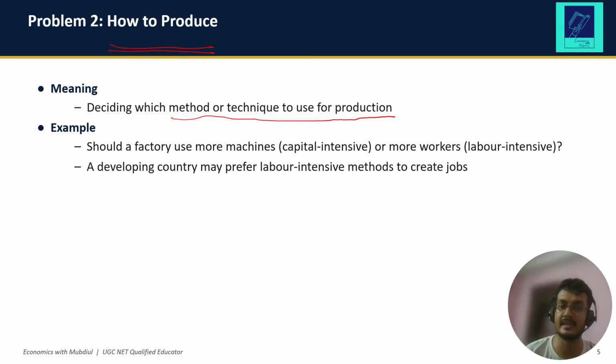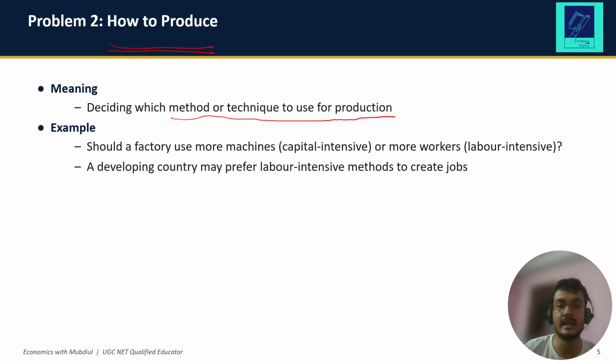Let's make this extremely simple. Imagine I tell you that we need to dig a large hole. There are different ways of doing it. I could give 100 people shovels and ask them to dig. Or I could bring in one excavator and have a few people operate it. Both methods achieve the same basic goal, but the way the work is done is completely different. That's the problem of how to produce.